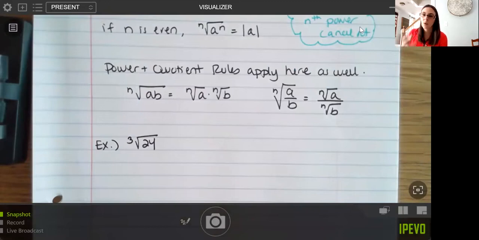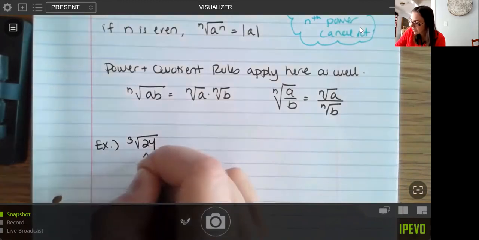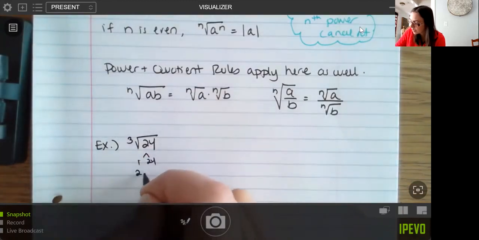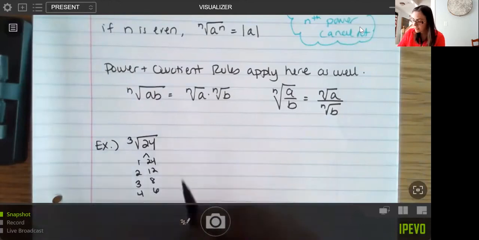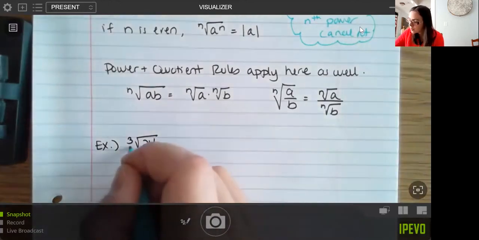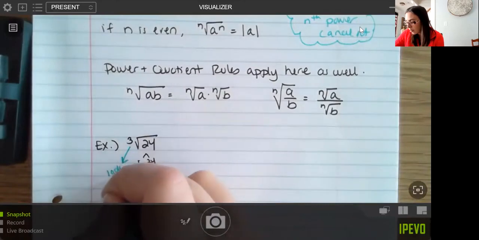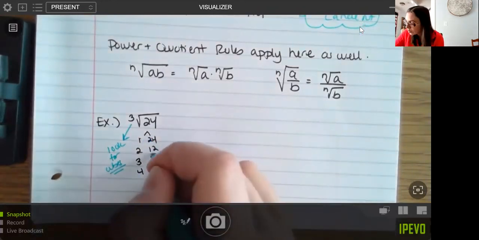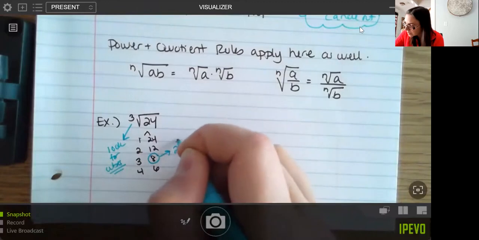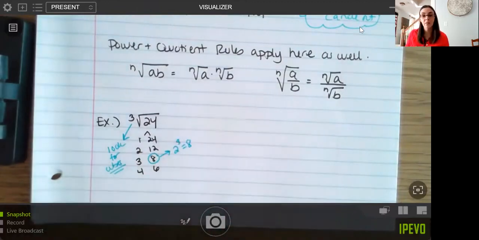So just like with your square roots, we do want to simplify it as much as possible. And what you want to do is think about your factors. So I'm just going to write out all my factors here. And this time, instead of looking for squares, we're looking for cubes here because my index is 3. And 8 is a cube, right? 2 to the third power is 8. So we're still going to simplify like we did with squares, but you're thinking about different powers now.